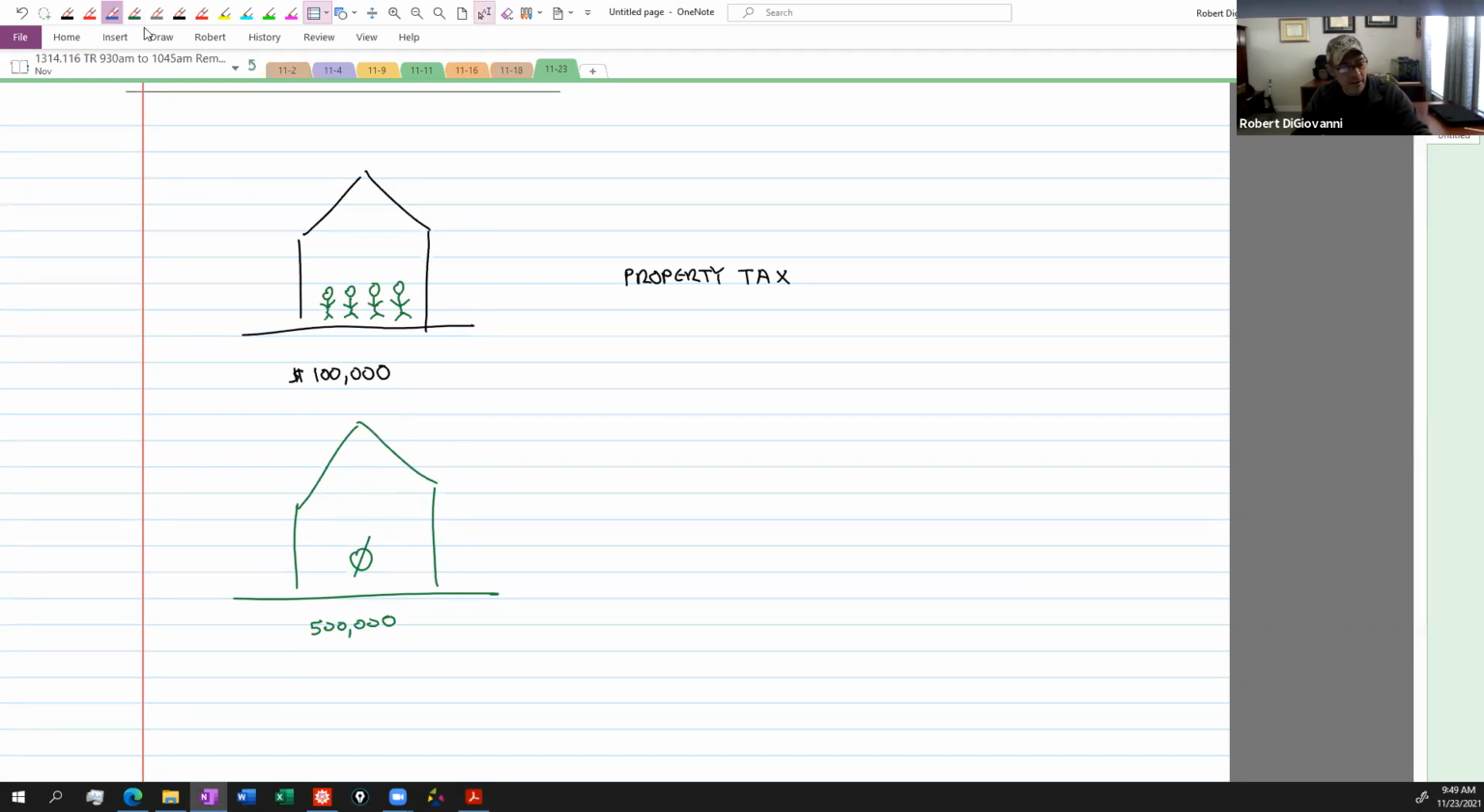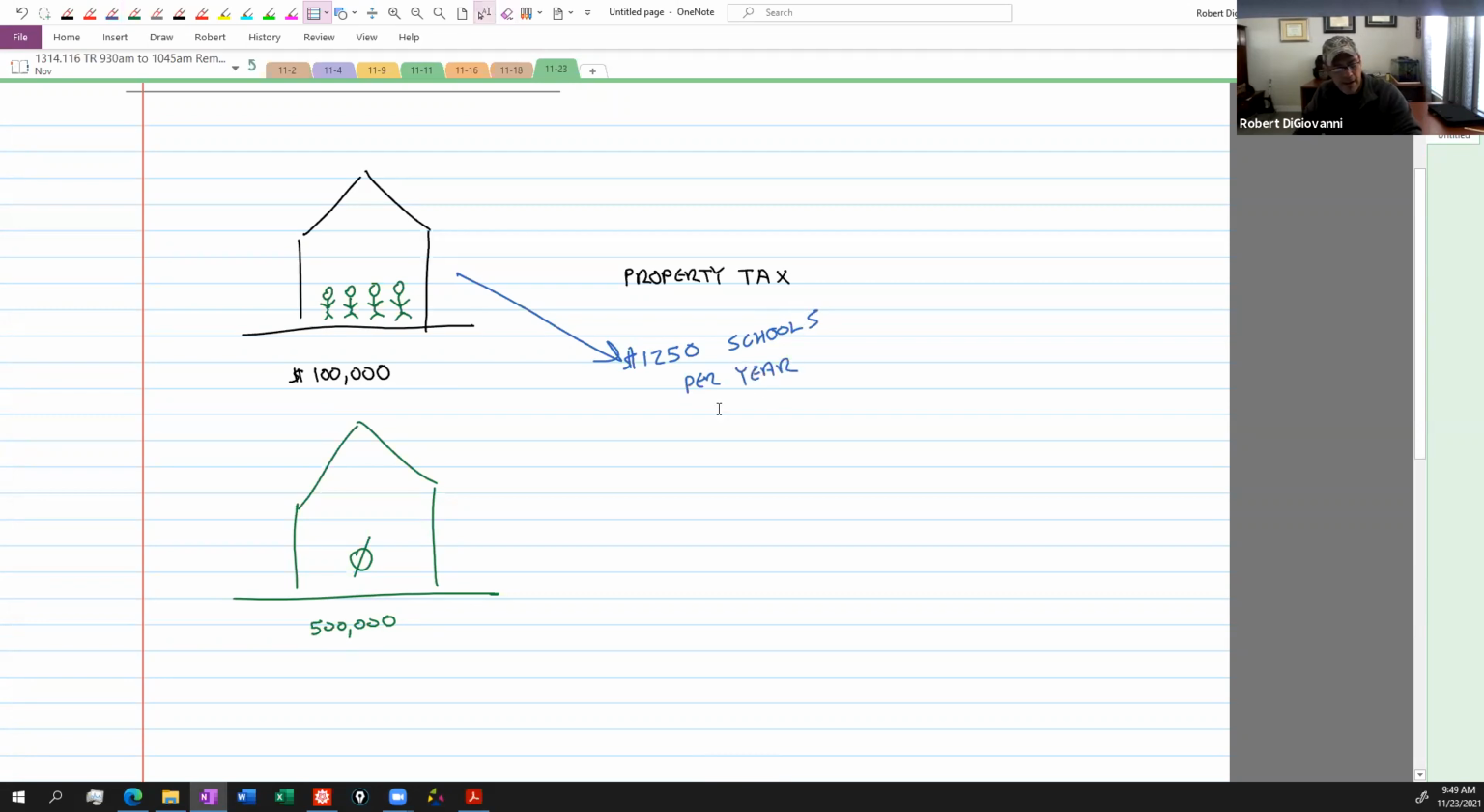This home here is going to pay $100,000 times the tax rate, let's just talk about school, for the school district. They're going to pay about $1,250 for schools, for the schools around them, elementary schools, middle schools, high schools, right? That's how much they're going to pay per year.